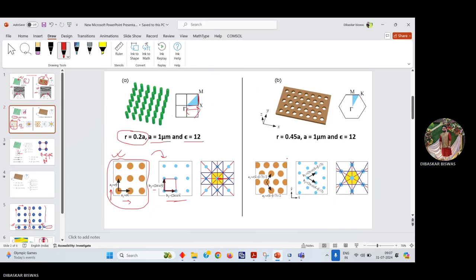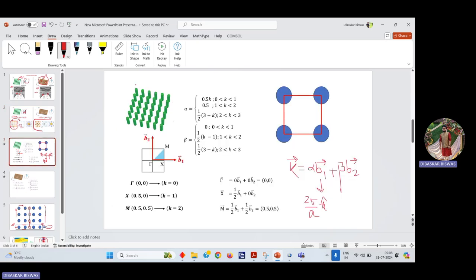For this example, we have taken the radius as 0.45 times the lattice constant, the same 1 micrometer, and the dielectric constant as 12. This calculation for the real space lattice and the reciprocal lattice we have shown earlier also, in lecture 14, I think. We have shown the simulation of how these Brillouin zone simulations are done, so we shall not be discussing it here in detail. Next we shall take this example.